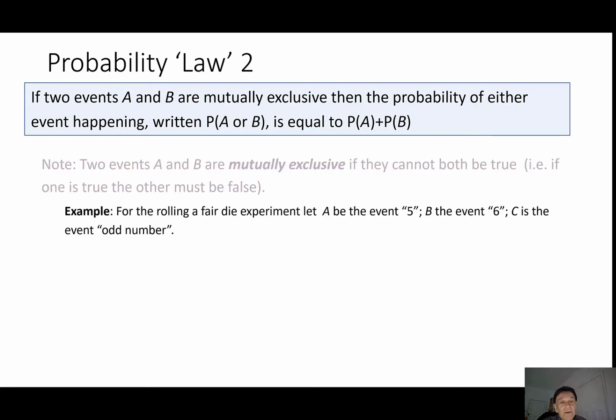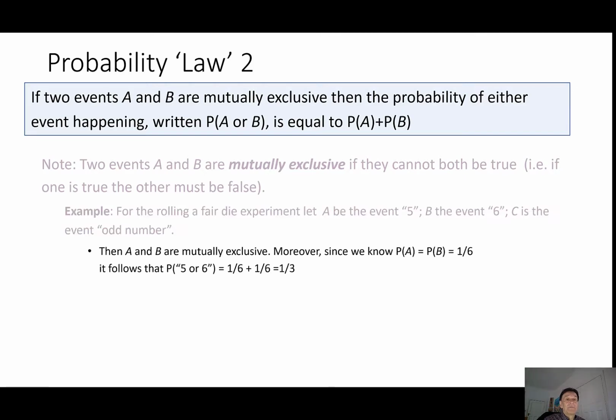So, for example, for the rolling a fair die experiment, let A be the event we roll a 5, B be the event we roll a 6, and C be the event an odd number. Then A and B are mutually exclusive, because if we roll a 5, we can't also roll a 6 at the same time. And because we know that the probability of A is 1/6 and the probability of B is 1/6, it follows from this law that the probability of throwing a 5 or a 6 is 1/6 plus 1/6, which is a third. Now that's a law, but we can intuitively feel that that is the right answer.